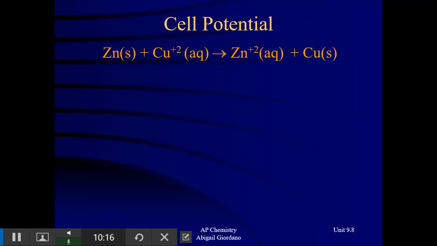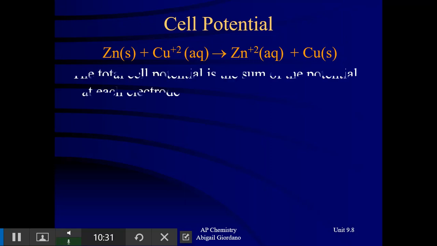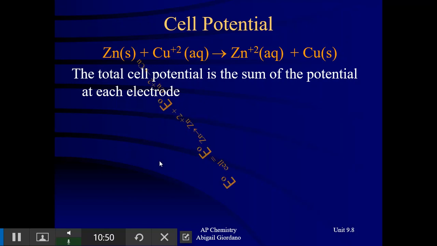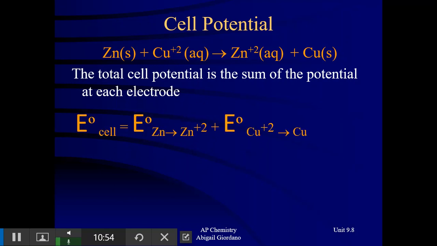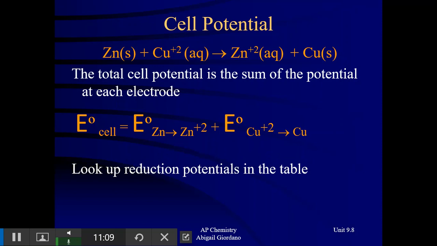So let's unite this chart, this reduction table, with a galvanic cell. Let's imagine that we have a galvanic cell with this overall reaction taking place. The total cell potential, meaning the voltage that the voltmeter is going to read, the amount of electricity I'm getting out of this galvanic cell, is the sum of the potential from each electrode. So I'm going to look at my reduction table, figure out the potential for each half reaction, and add them together. That's going to tell me the total voltage I will get out of this battery. So we have to look up the reductions in the table.